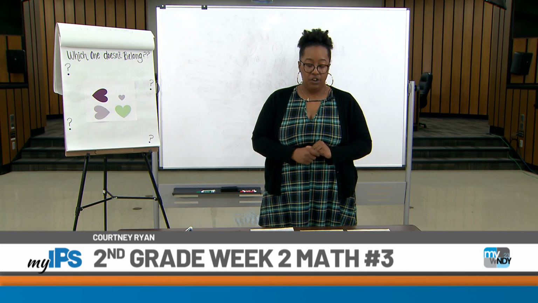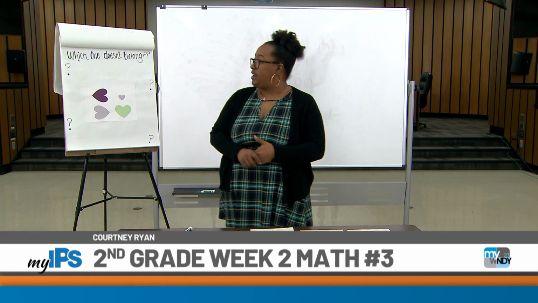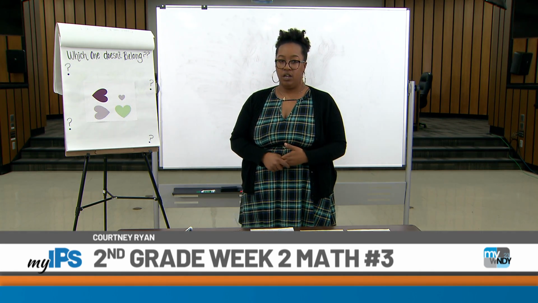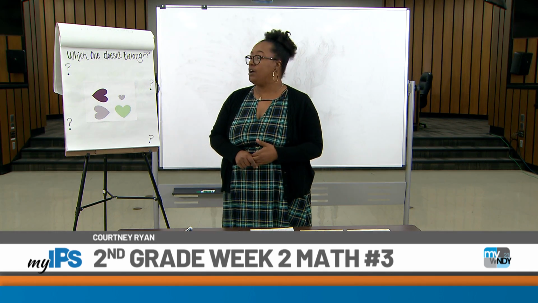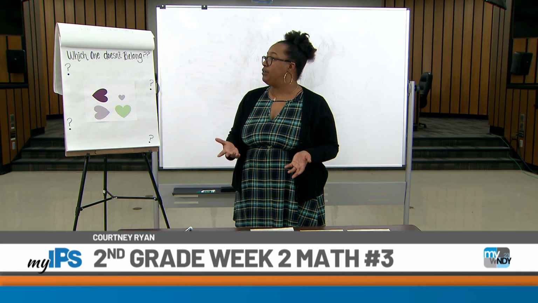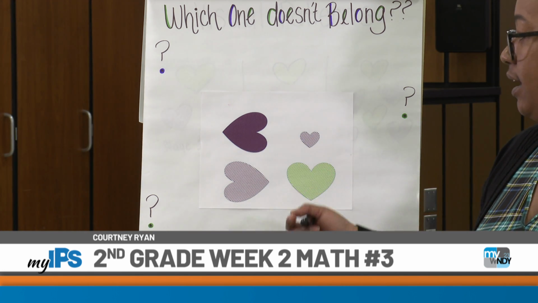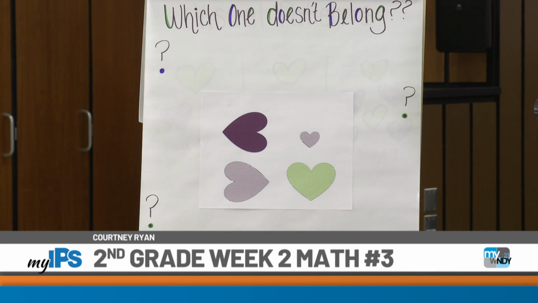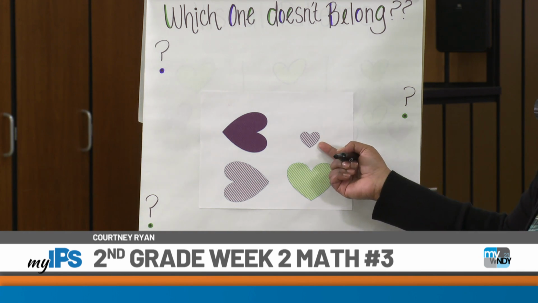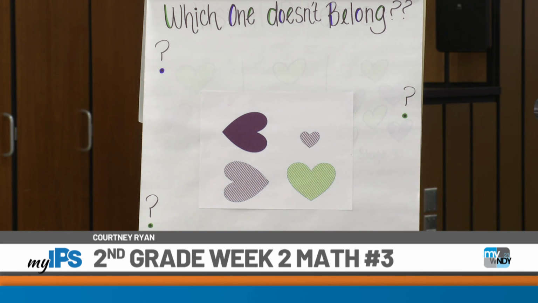The next activity in your home learning packet is an activity called Which One Doesn't Belong. So here you're given a picture of 4 objects and it's your job to determine which one doesn't belong. This is a problem I think we can have a lot of fun with because there's not one correct answer. For instance, I could look at this heart and say that that heart doesn't belong because it has polka dots, whereas the other hearts have stripes, okay? Another person can come up and say that this heart doesn't belong because it's smaller than the 3 other hearts.